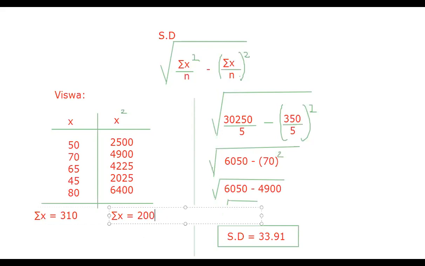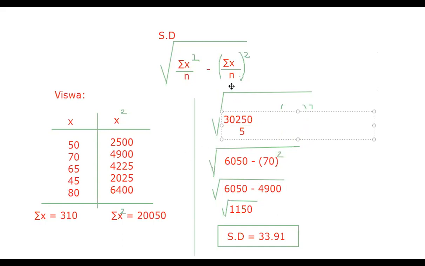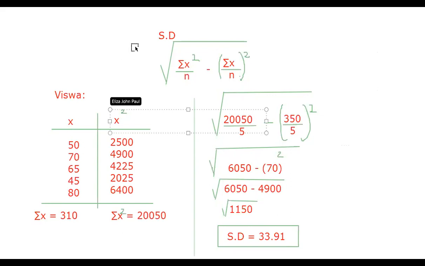So the same formula. What is our formula? Sigma x square by n minus the whole square of sigma x by n, all under the square root. Now we are finding whose value is highest. Sigma x square is 20,050, divided by 5. Why 5? Because we have 5 values in x. We are going to identify their past, the previous 5 scores, based upon their performance in the previous 5 matches, to identify who can score high runs. So 5 we can keep as it is.